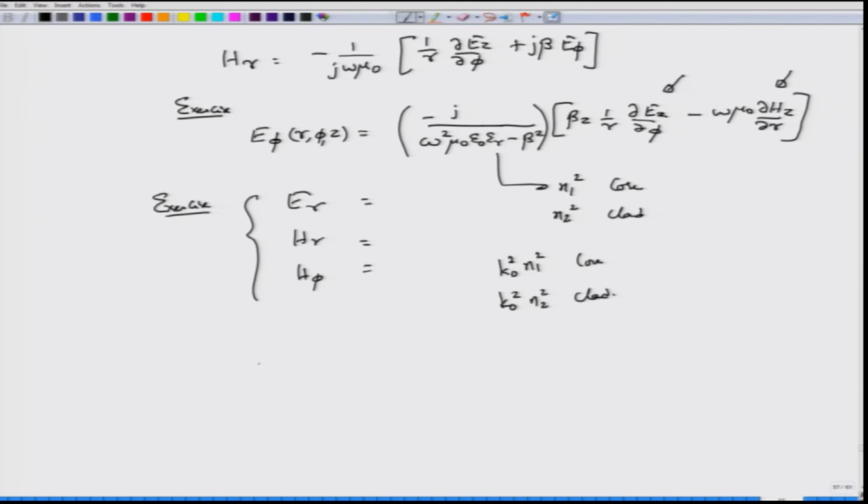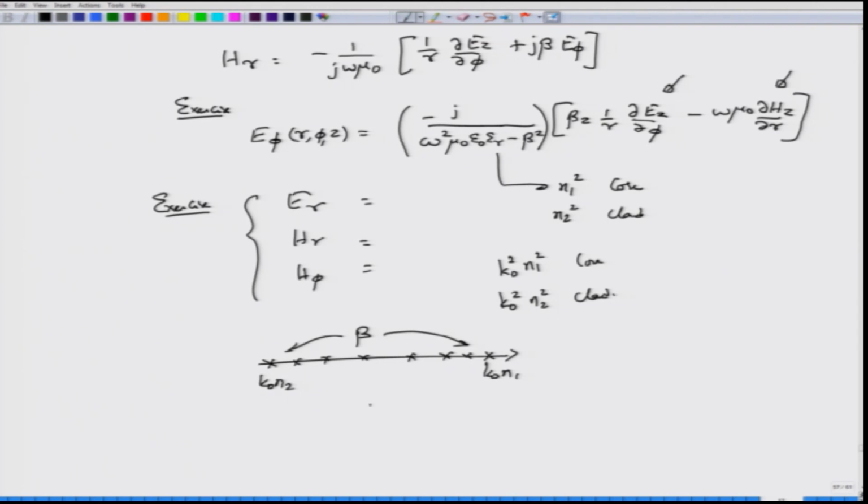Just like in the slab waveguide, the allowed values of beta will range from k0 n2 on the lower side to k0 n1 on the higher side. And of course, not all values of beta are permitted, only certain values of beta which will satisfy the characteristic equation will be permitted, and that beta has to be within this range k0 n2 to k0 n1.